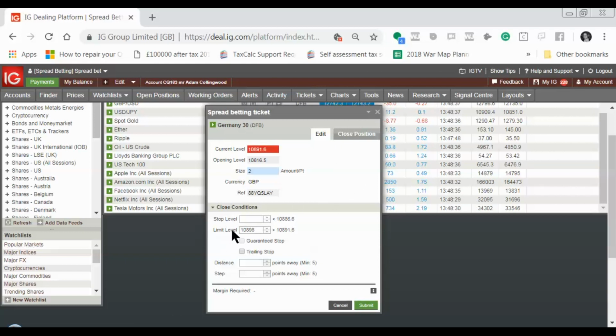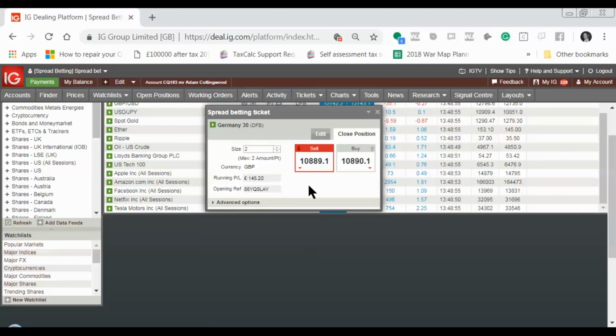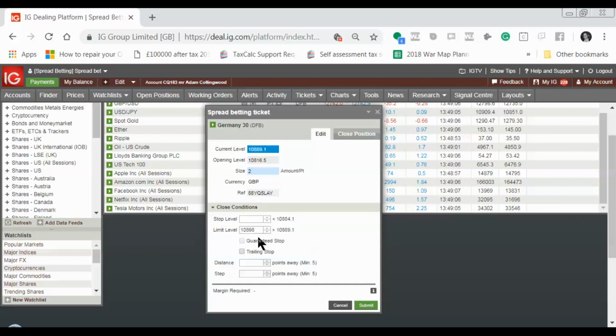Okay, so what I was looking for here was 82 pips. So if we look at the profit at the moment, we're pretty close to that now, aren't we? Yeah, it's not too far off. That can't be right, can it? That's 10898. Yeah, sorry, it's 83. Yeah, 83 pips is right. The difference between 10816 and 10898, that's 83 pips. Okay, so that was just simply putting that in as a target there.